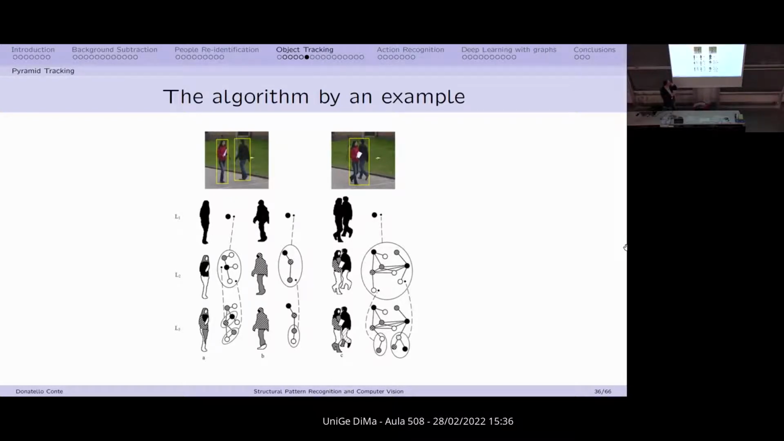The basic principle is that we start at the top level. If we can have the association, we stop the algorithm and we have the labeling of the object. Instead, if we don't have a good association at the top, we go iteratively to other resolutions, trying to associate parts of the region with parts of the region in the successive frame. In this case, we can label not the entire object, but some parts of the object. This is the idea.